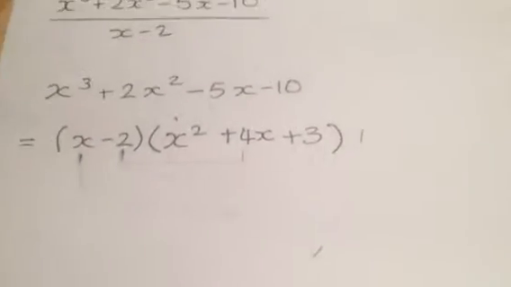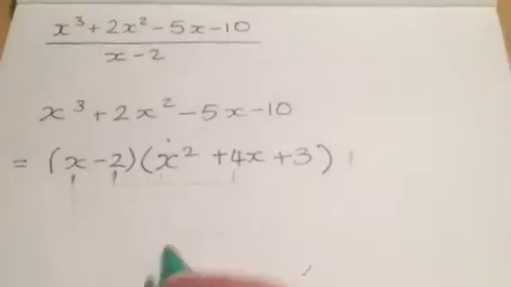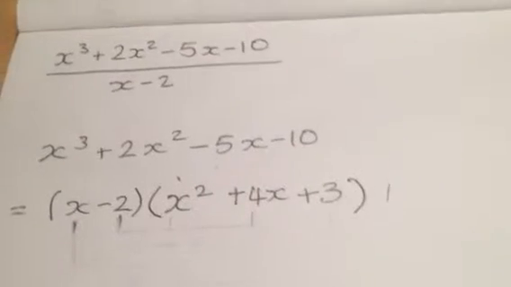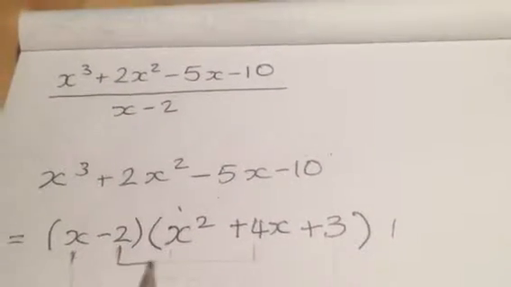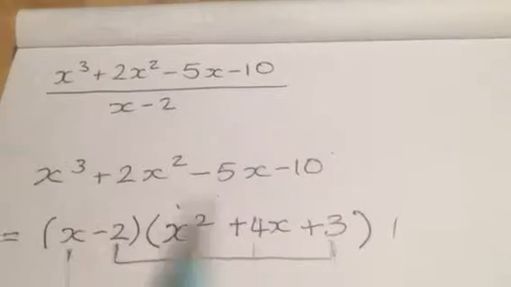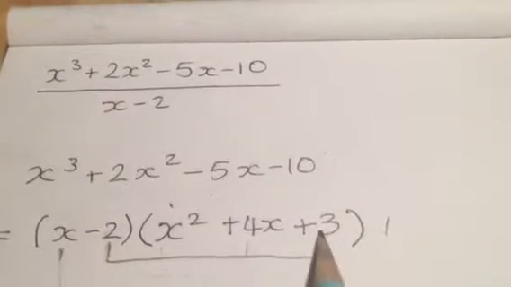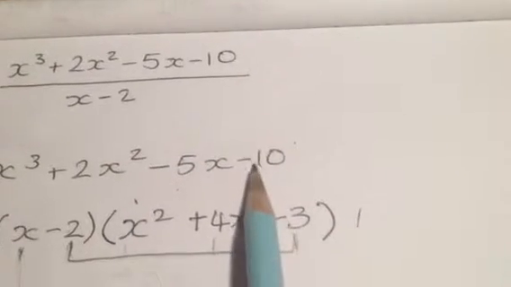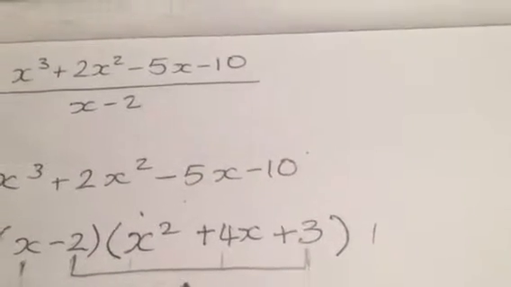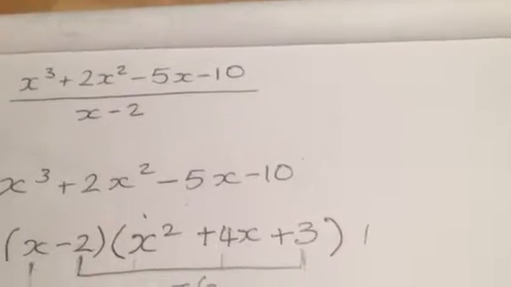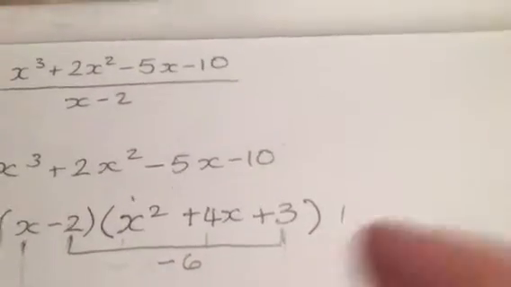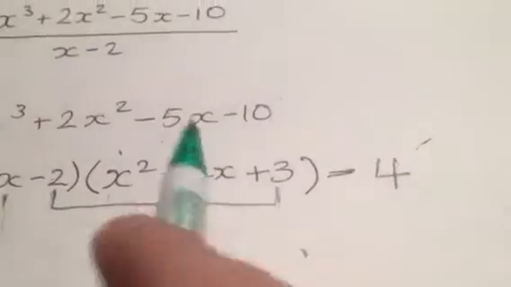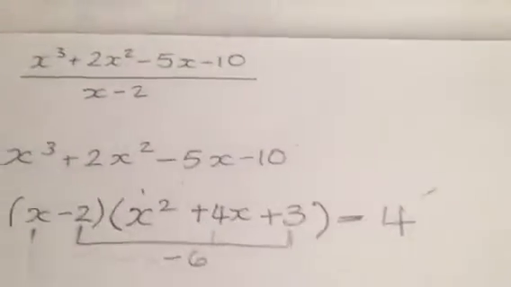So we've got x minus 2 times x squared plus 4x plus 3. You need to check the last term. If x minus 2 is a factor, then minus 2 times plus 3 will work. So minus 2 times plus 3 is minus 6. It doesn't work. I needed minus 10. I've got minus 6 from there. So the extra bit that I need, minus 6 minus 4, will give me my minus 10, and that goes on the end.